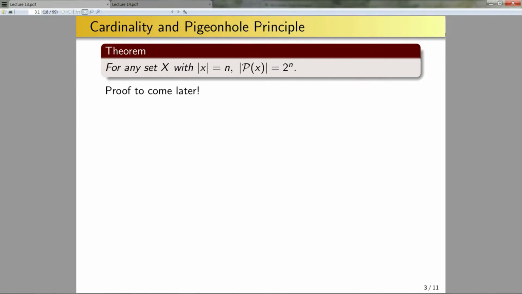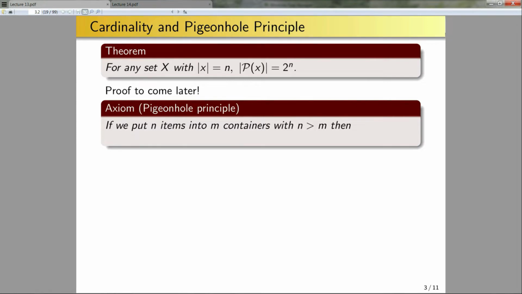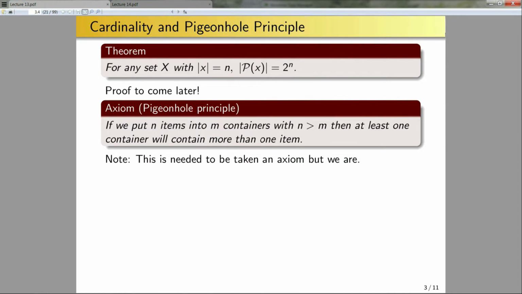Now let's introduce a new axiom: the Pigeonhole Principle. If we put n items into m containers with n greater than m, then at least one container will contain more than one item. So this seems pretty reasonable, right? Common sense says that this should be true. But like anything in math, we either need to prove it's true or take it as an axiom. So for this course, we're going to take this as an axiom. But note that this does not need to be taken as an axiom. We're just doing it for this course.